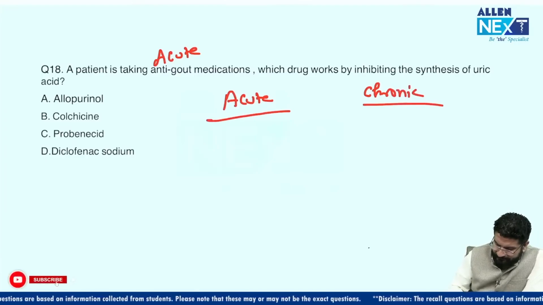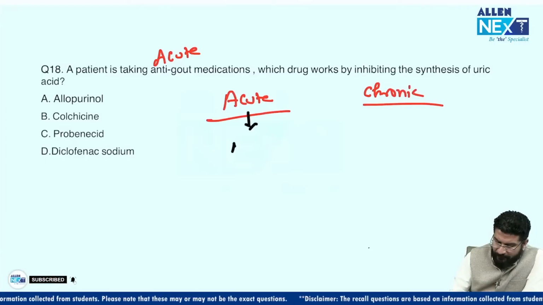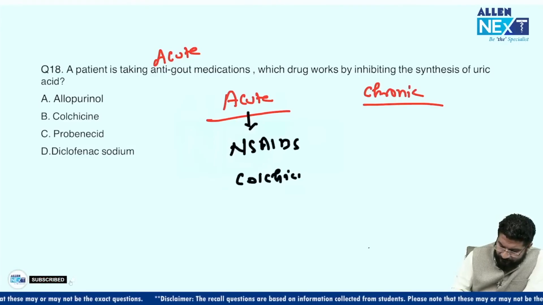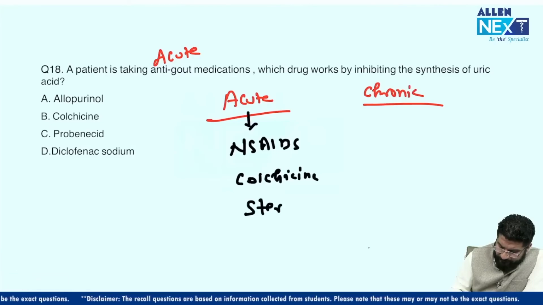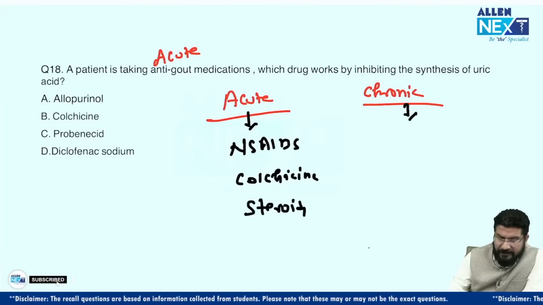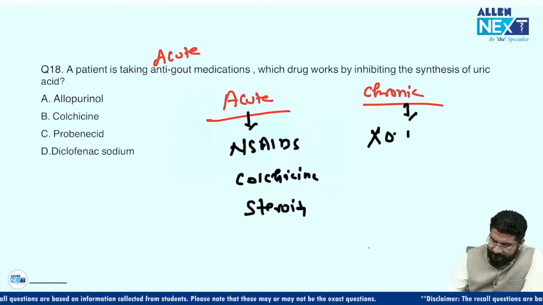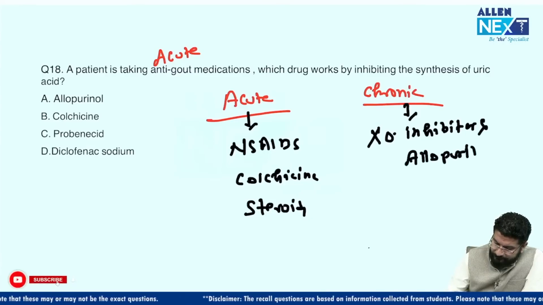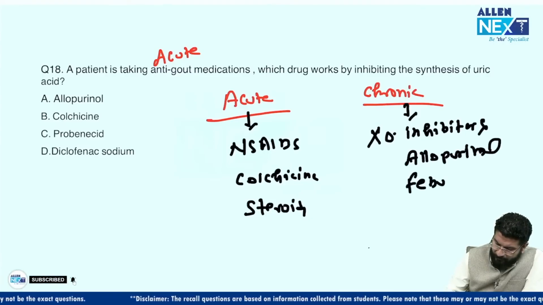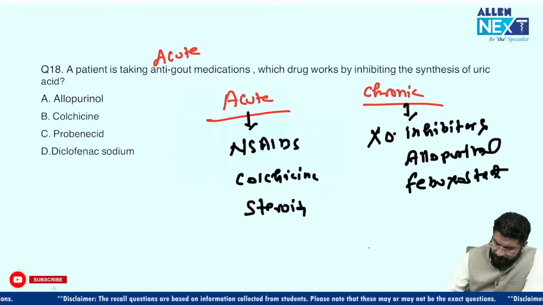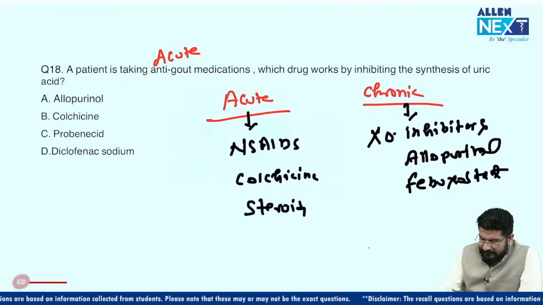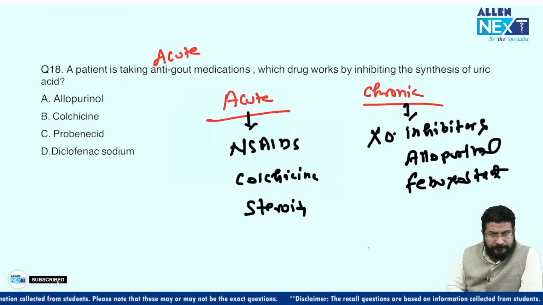In acute gout, the main thing is we have to give NSAIDs. Then we can use colchicine, and very rarely we can use steroids. In chronic gout, what we give is a xanthine oxidase inhibitor. Xanthine oxidase inhibitors, like allopurinol and febuxostat. And what else we can use? We can use rasburicase. Now understand, and then we can use uricosuric drugs.